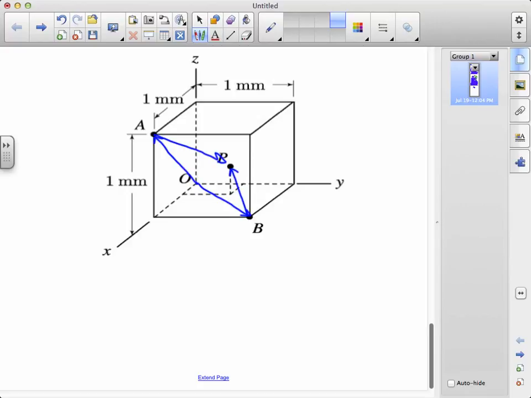Now we know the relative position vectors from O to A and from O to B. We can see those in the figure. What we don't know are these distances. We don't know this distance, which I'll call the length from A to P, and we don't know this distance, which I'll call the length from B to P. Those will be our unknowns in the problem statement. So what we'll do is we'll use the uniqueness of P's location.